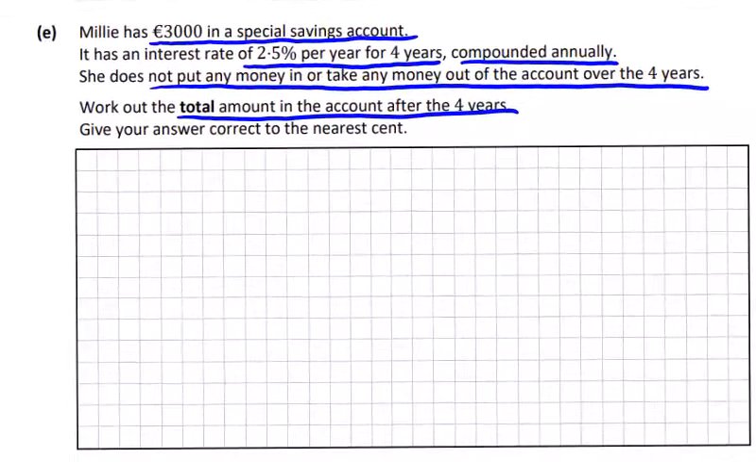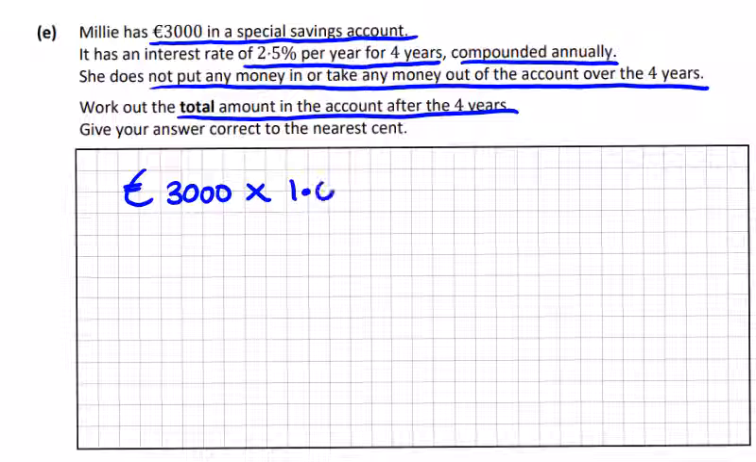So 2.5% for 4 years. If you haven't been taught how to do it this way, you need to start learning really fast. It's 1 point, or 1 plus the interest rate. 2% will be 0.2, 2.5%, then we just add a 5 at the end, and that's to the power of t, or to the power of the amount of years, to the power of 4. You just type that into your calculator and you get the answer.